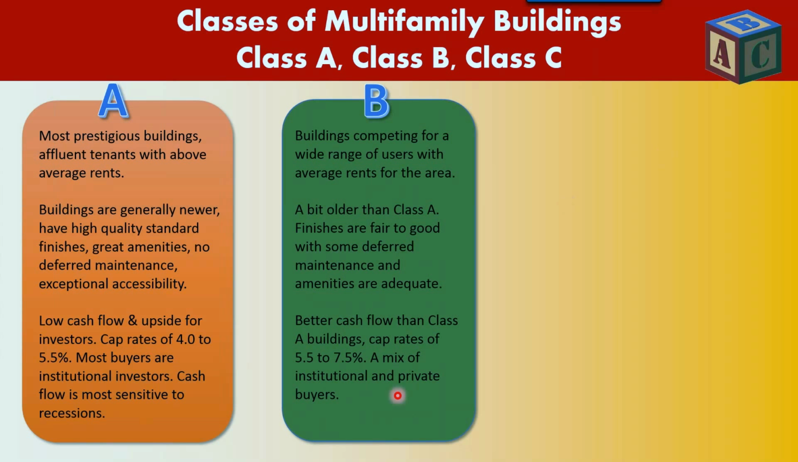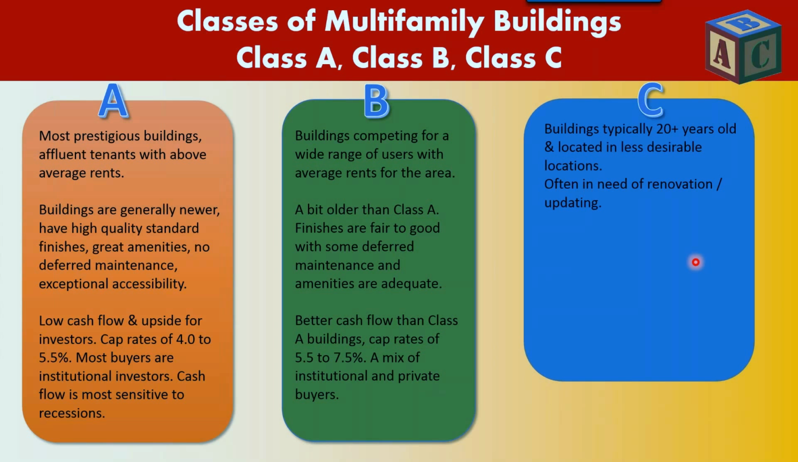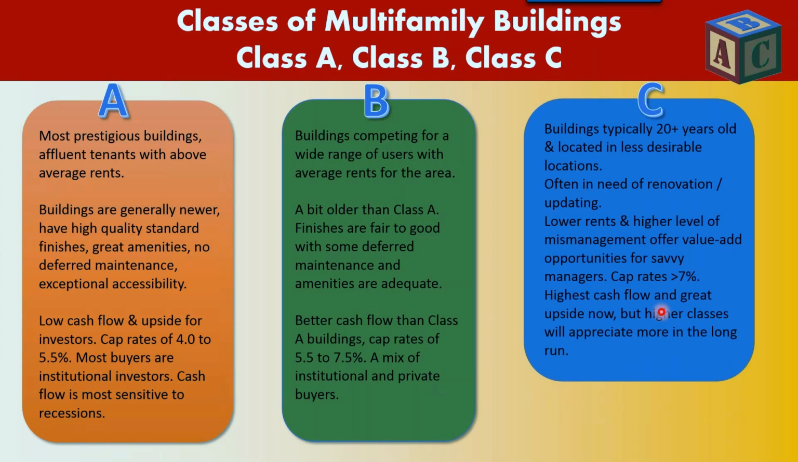So they have better cash flow than Class A. There's a mix of institutional buyers, pension funds, and also some private buyers. But overall, their monthly cash flow is not as high as C's. The reason people like C's is because they have the highest cash flow. Typically more than 20 years old, often needing some kind of renovation, and also a higher level of mismanagement because a lot of C's are purchased by individual owners that don't do a very professional job of managing them. So very often, our opportunity is when we see individual owners mismanaging their properties.